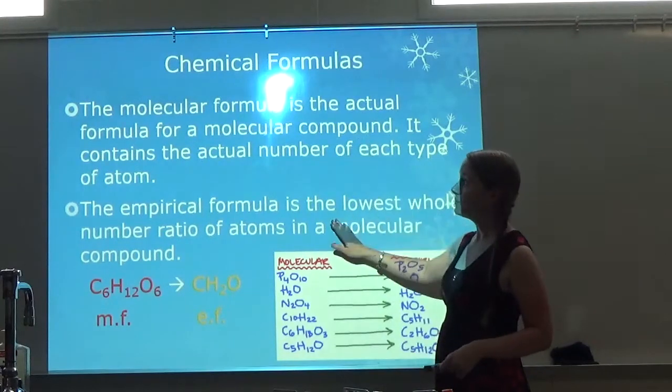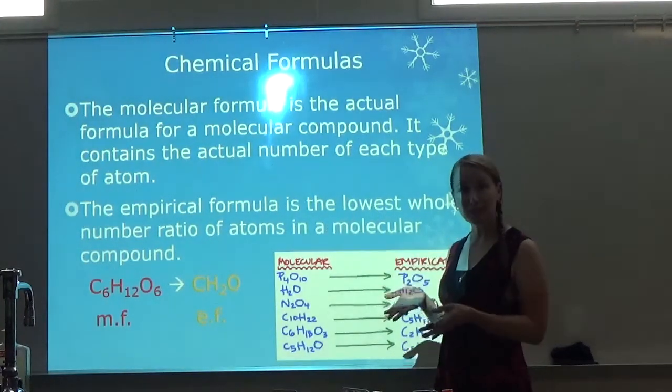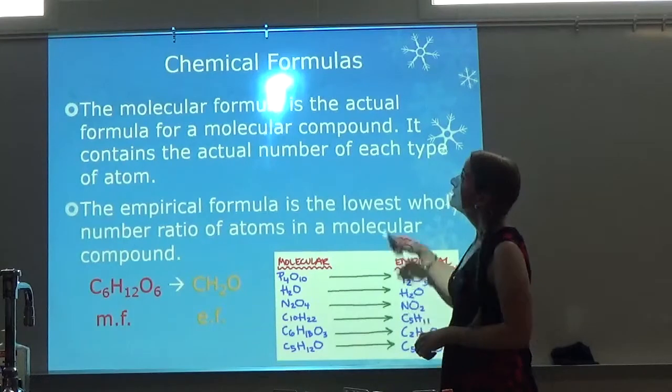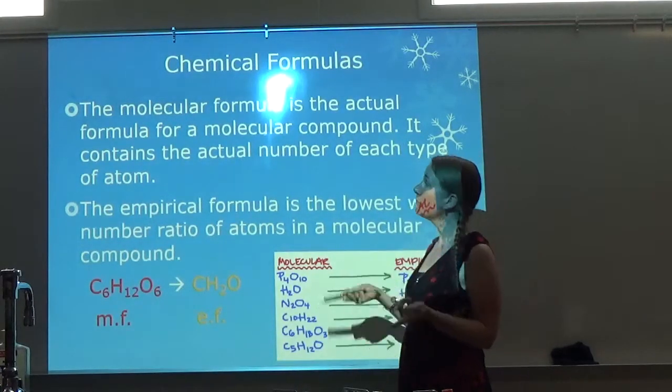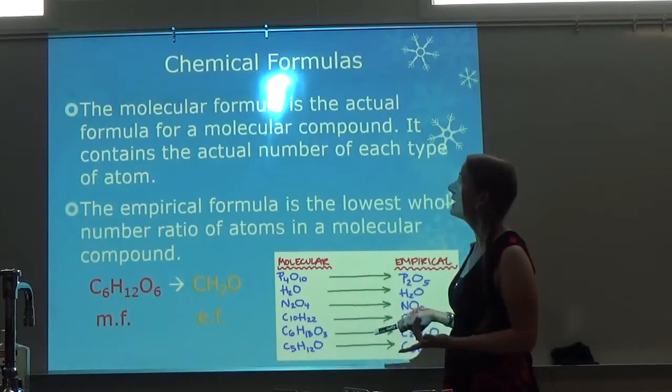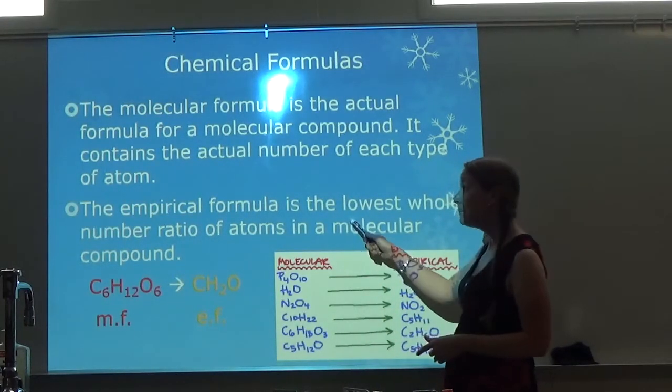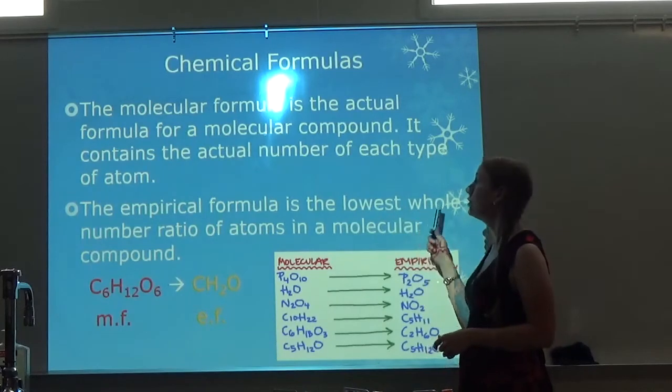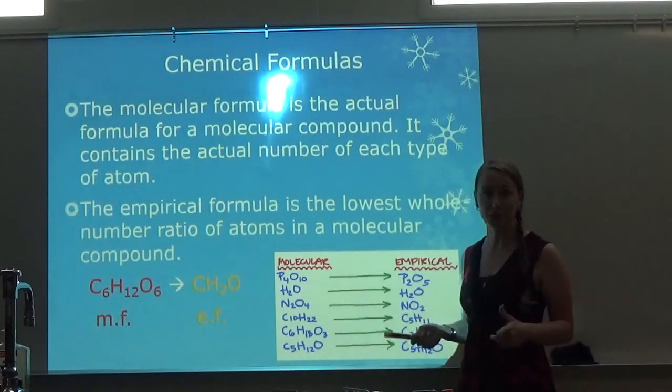There are two different types of formulas we'll talk about in this chapter: the molecular formula and the empirical formula. The molecular formula is the actual formula for a molecular compound. It contains the actual number and types of each atom. The empirical formula, on the other hand, is the lowest whole number ratio of atoms in a molecular compound.